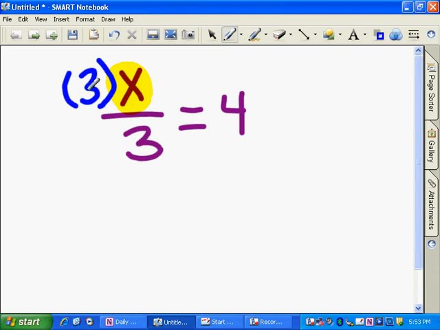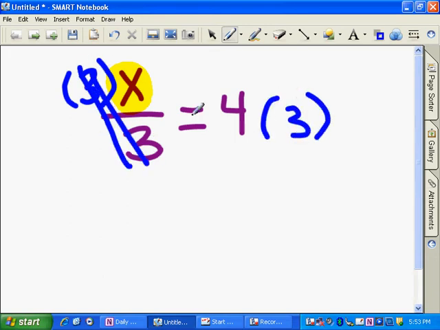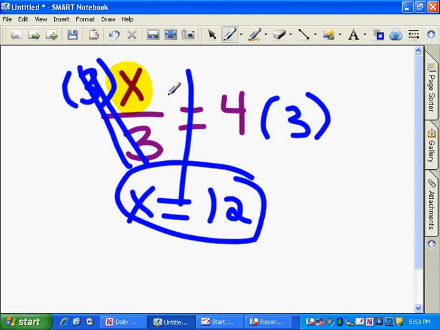When you're multiplying a number by something and dividing it by that same number, it cancels out. So I'm going to cross out this and multiply by 3 on this side. So this all simplifies. I am left with x over here, so I've isolated the variable, and that gives me 4 times 3, which is equal to 12. And I know I'm right because 12 divided by 3 is equal to 4.